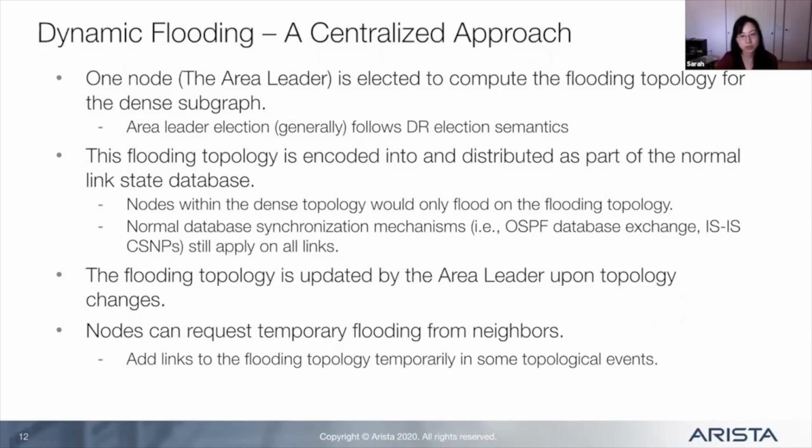When there's a topology change, the area leader can recompute the flooding topology and then redistribute it. Meanwhile, the node can detect such a scenario and request a temporary flooding from its neighbors. We also have a mechanism for temporary flooding.